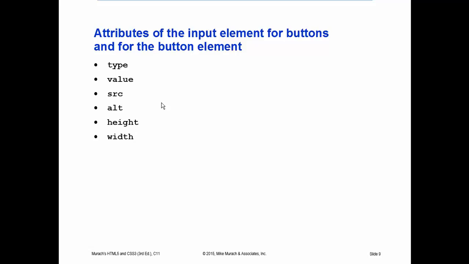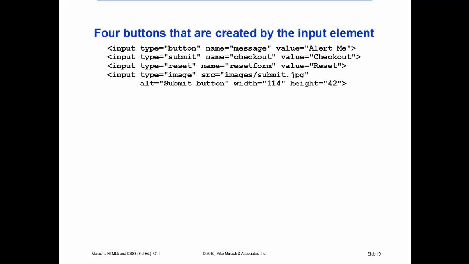All right. Now, buttons can have types, values, source, alt, height, and width. That's for different types of buttons. We're not worried about that right now. Our buttons look fine the way they are. Okay? So you can use some of this stuff if you want to. For instance, this would be an image button. So if I wanted a picture instead of what I have, I could do that.